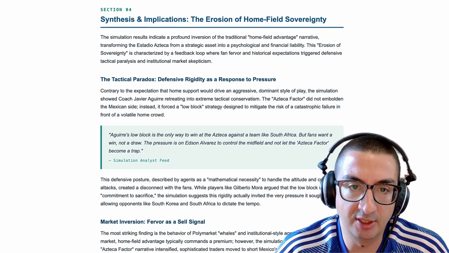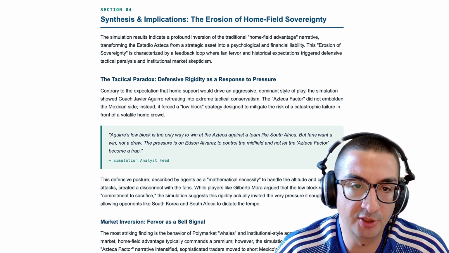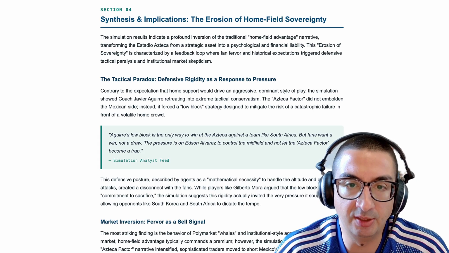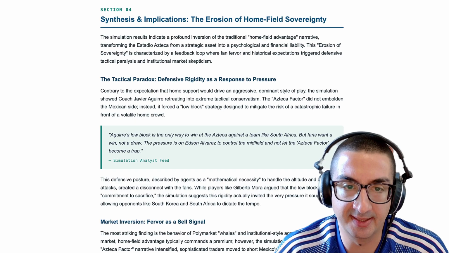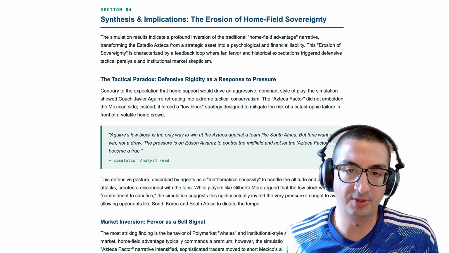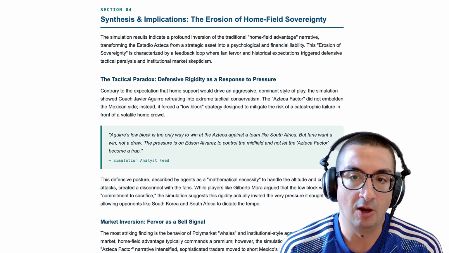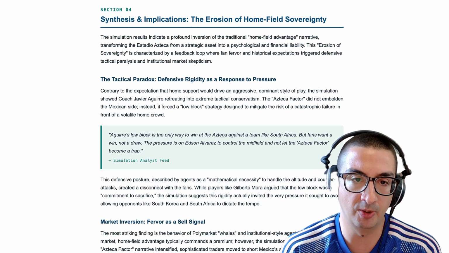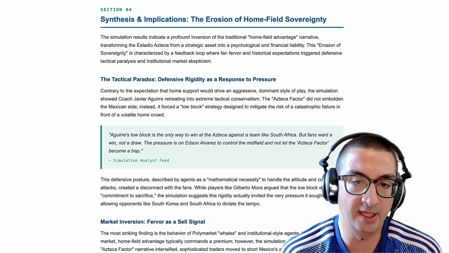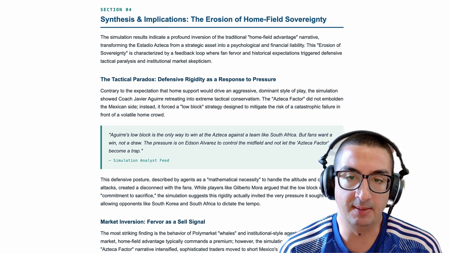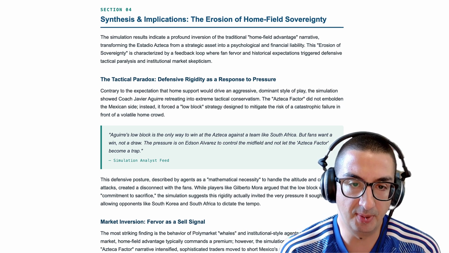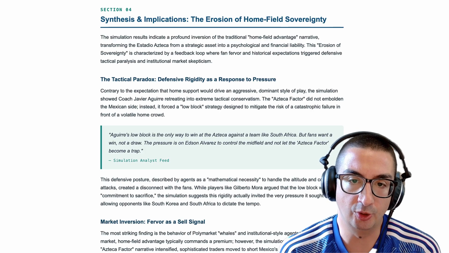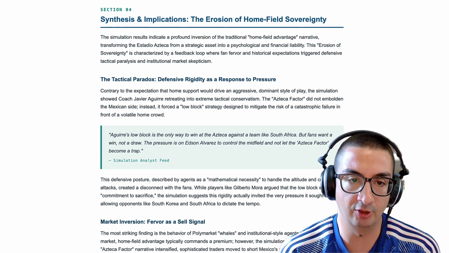Contrary to the expectations that home support would drive an aggressive, dominant style of play, the simulation showed coach Javier Aguirre retreating into extreme tactical conservatism. The Azteca factor did not embolden the Mexican side. Instead, it forced a low block strategy designed to mitigate the risk of a catastrophic failure in front of a volatile home crowd. Aguirre's low block is the only way to win at the Azteca against a team like South Africa, but fans want a win, not a draw. The pressure is on Edson Alvarez to control the midfield and not let the Azteca factor become a trap.